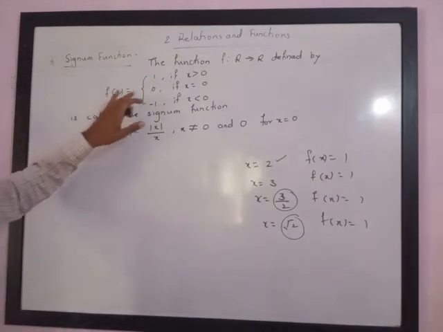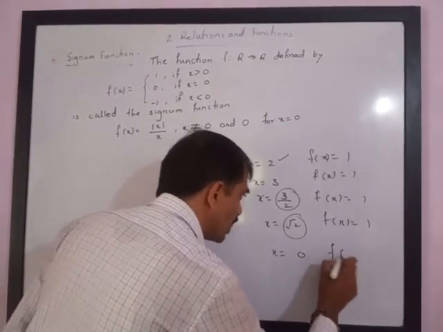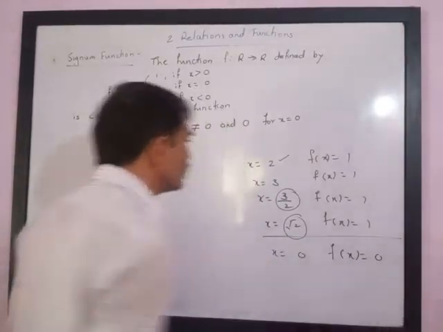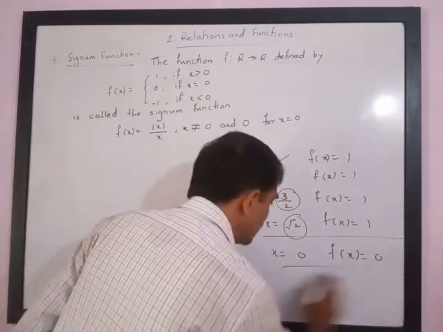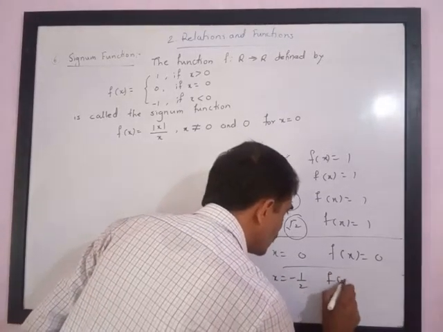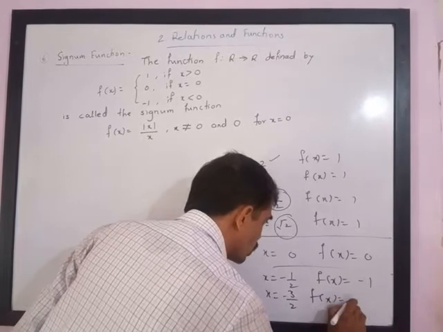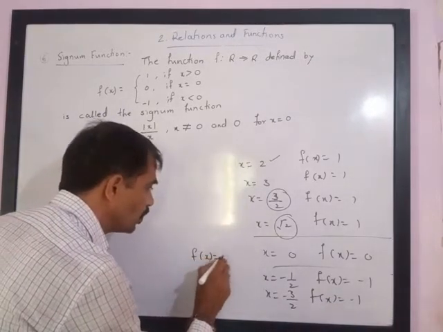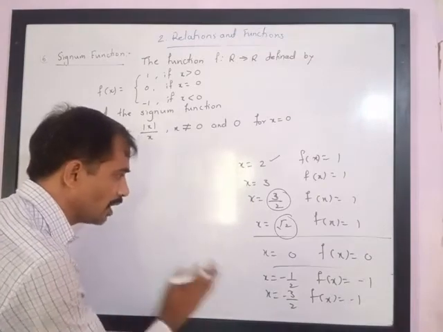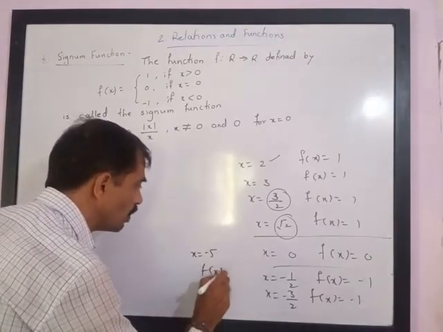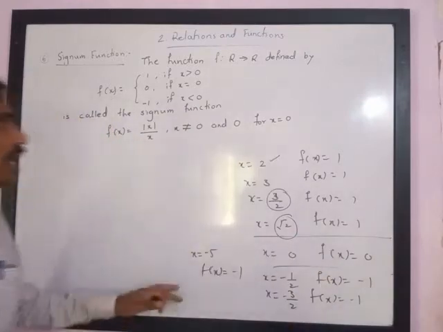Next, f of x is equal to 0 if x is equal to 0. If x has a 0 value, then f of x will have a 0 value. This is what the second condition means. Then the third condition is, f of x is equal to minus 1 if x is less than 0. If x is equal to minus half, then f of x is equal to minus 1. If x is equal to minus 3 by 2, f of x is equal to minus 1. Sorry, I have written it opposite. If x is equal to minus 5, f of x is equal to minus 1. This is what it means. If it satisfies these conditions, then the function is called the Signum function.